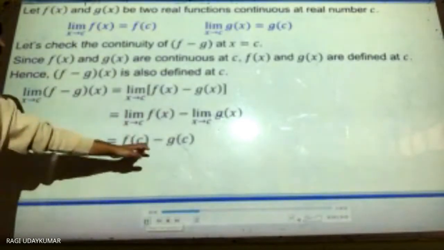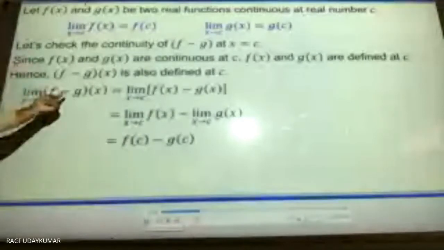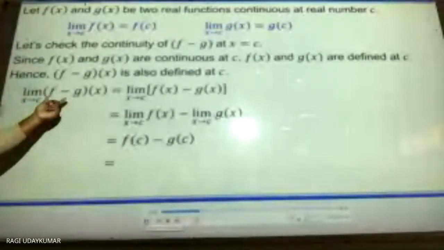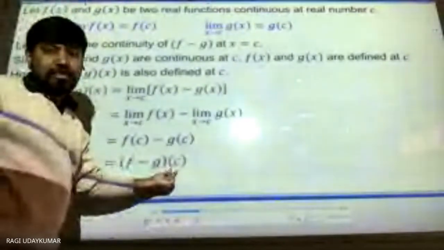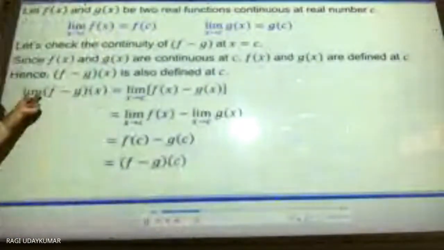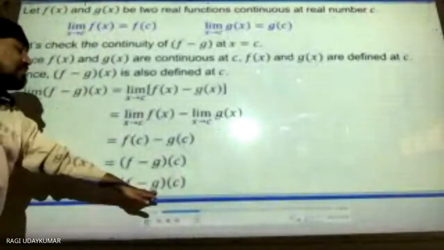So f of c minus g of c, you are getting. Whenever you consider the difference of the two functions, the same pattern applies. This can be written as f minus g of c. So the limit as x tends to c of f minus g of x is equal to f minus g of c.